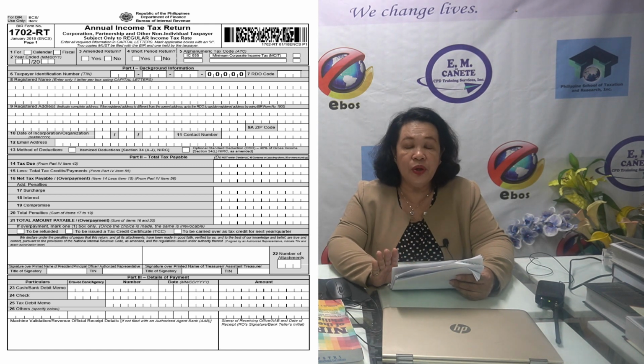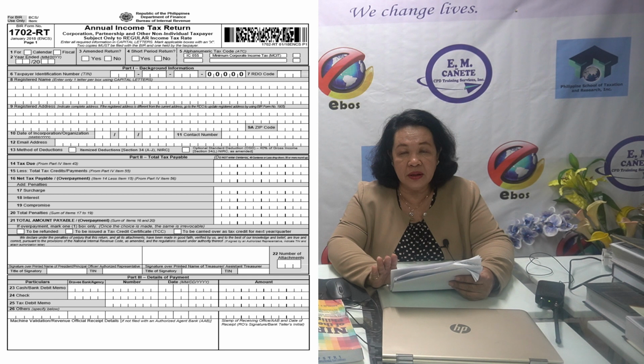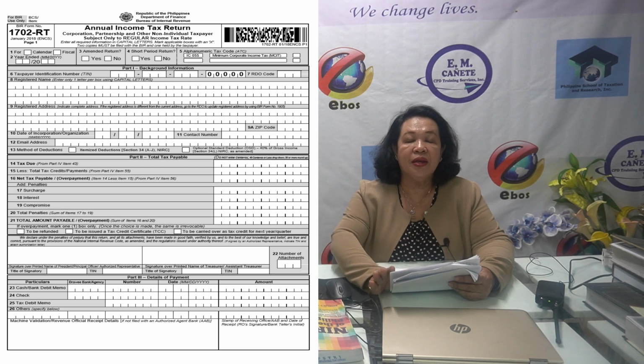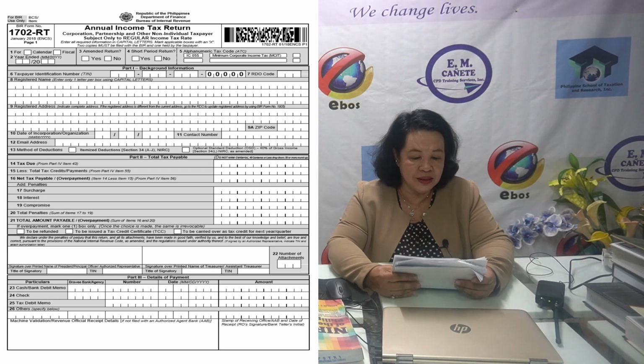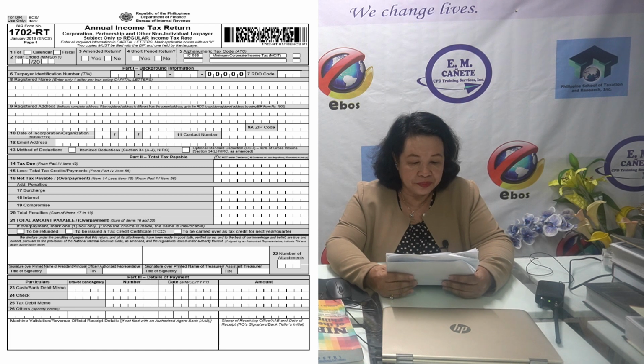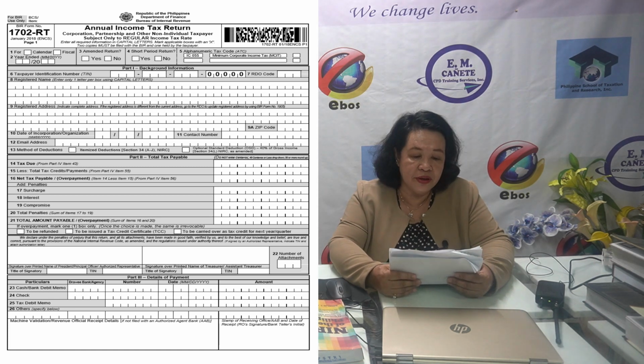Because even if you are a corporation, but you have a different source of income, just like non-stock non-profit corporations with other kinds of activity, you will be using a different kind of form, 1702EX. But for mixed exempt income and taxable income, the form that will be used is the 1702MX, or the mix.